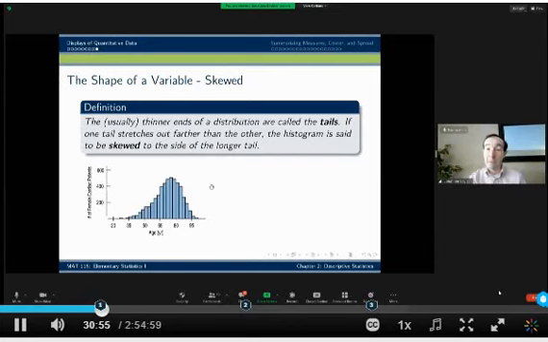And when that happens, what we say is that that distribution is skewed in the direction of the longer tail. So this distribution, we would say, is skewed to the left. Okay? It takes a little thinking, but to be skewed to the left means you have a handful of more extreme values on the left, but most of your values here are to the right in that sense.